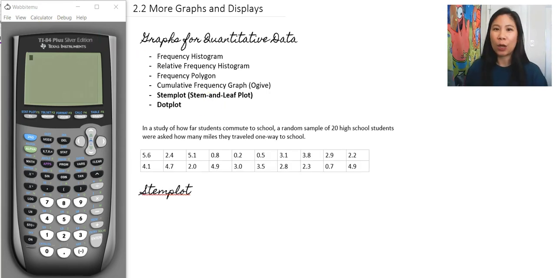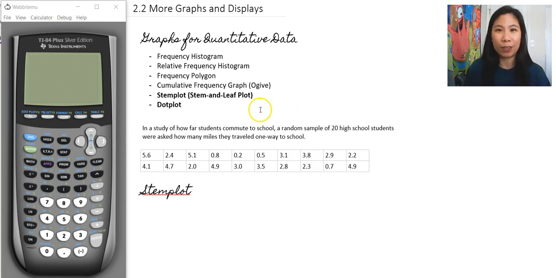So I want to start with an example. In a study of how far students commute to school, a random sample of 20 high school students were asked how many miles they traveled one way to school, and here is their data right here. So in a Stemplot, we want to make basically a graph where we have 2 columns in a table, a stem and a leaf column. In order to do this, it makes it a lot easier if we put all our data in order first.